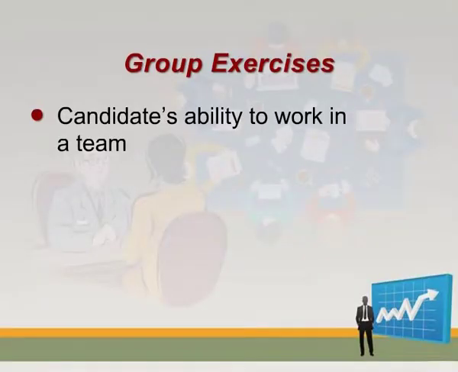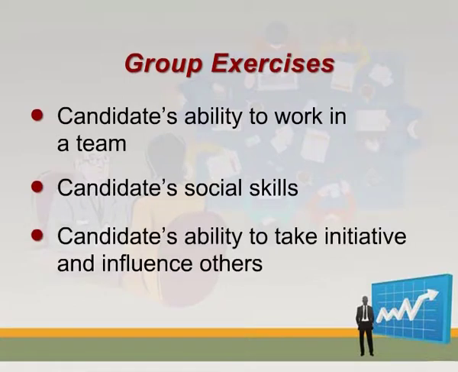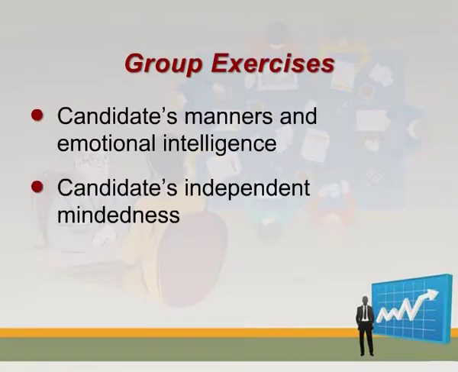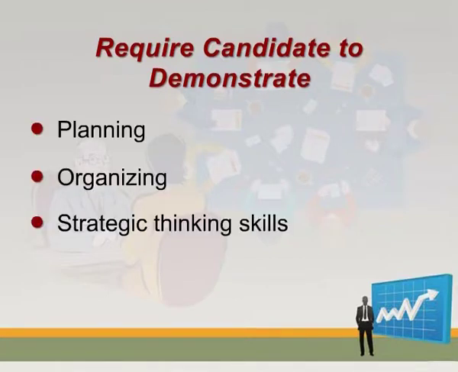This type of exercise is often the only one that explicitly examines candidates' behaviors with regard to group work, for example, candidates' ability to work in a team. Next are candidates' social skills, candidates' ability to take initiative and influence others, candidates' manners and emotional intelligence, and candidates' independent mindedness. In addition to these, the exercise may also require candidates to demonstrate planning, organizing and strategic thinking skills. However, these are usually secondary to the interpersonal communication and social skills which we discussed here.